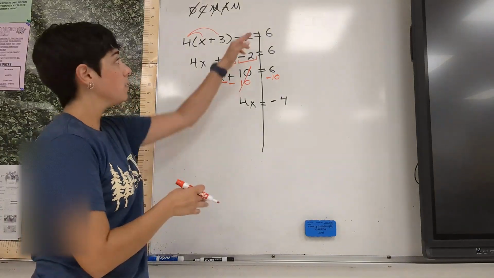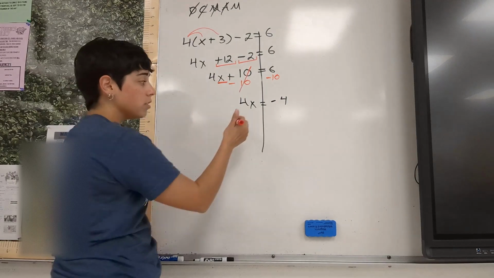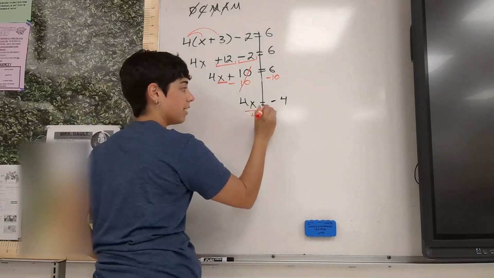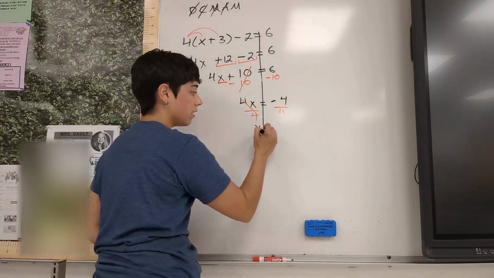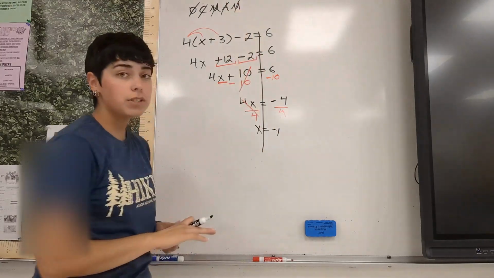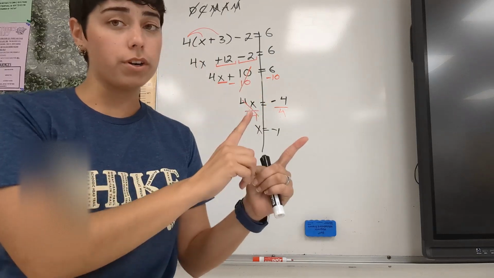And then my last step, multiply or divide. I'm multiplying the x by 4, so the opposite is to divide it. And we're left with x is equal to negative 1. As you can see, we didn't have to use every letter to solve it, but we did use the same order, right?